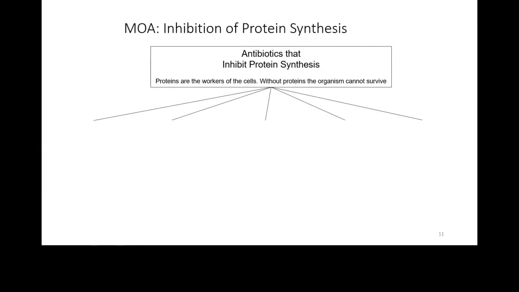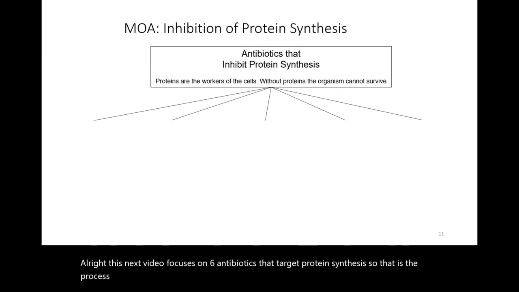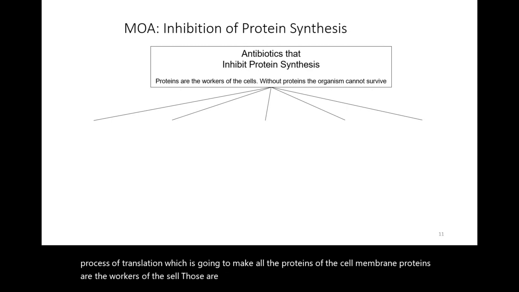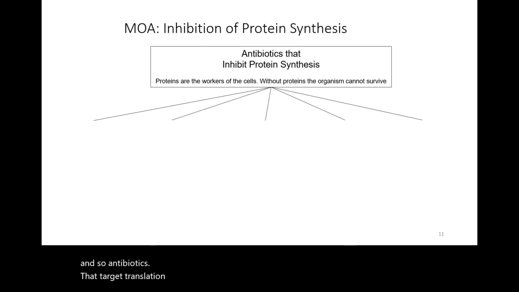All right, this next video focuses on 6 antibiotics that target protein synthesis. So that is the process of translation, which is going to make all the proteins of the cell. Remember, proteins are the workers of the cell. Those are our enzymes, which we know are really important catalysts. And so antibiotics that target translation are lethal to the cell.